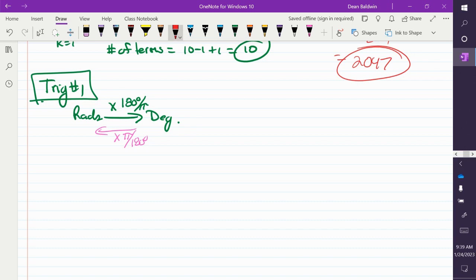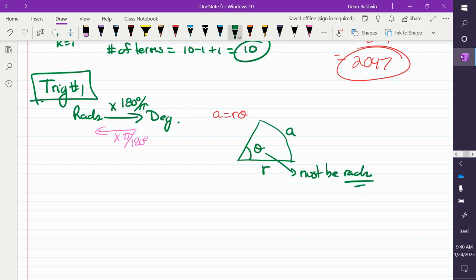This formula, I think, is on your sheet: A is equal to r theta. I will ask you to use this formula. What do we use it for? These types of questions. R is this, A is the arc length, theta is this. What is the only requirement in using this formula? Theta has to be rads. I don't care if you give me the decimal or pi over 3, pi over 4, whatever, as long as it's in rads. If you try to do it in degrees, you're going to get it wrong. Okay?